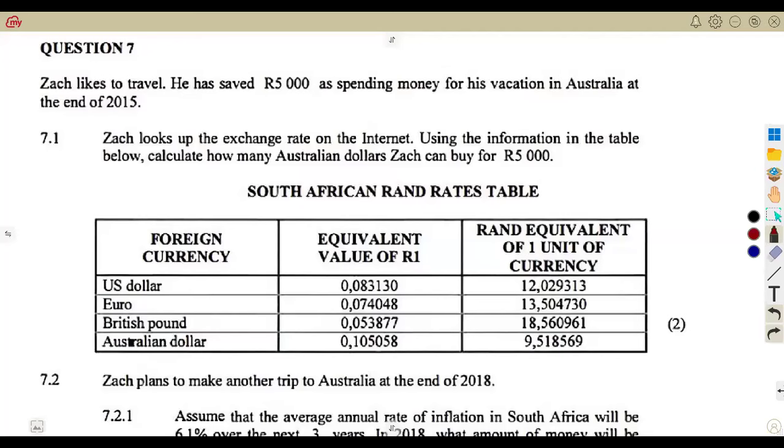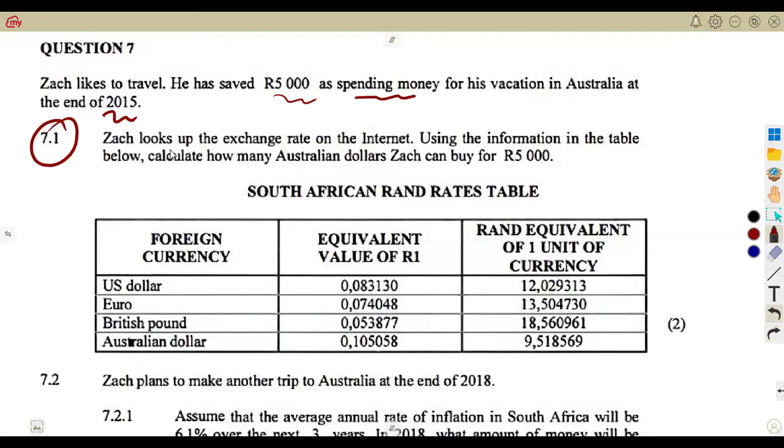So in this case, we are given a question to consider on our finance and growth. That is, Zach likes to travel. He saved 5,000 rand as spending money. This is the amount being saved as saving money for his vacation in Australia at the end of 2015.